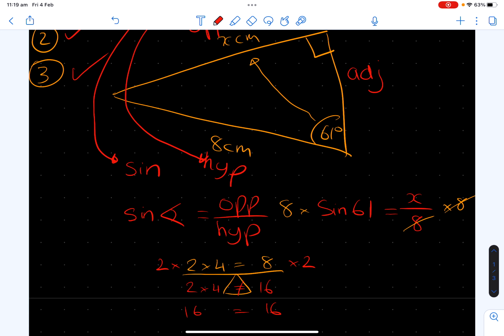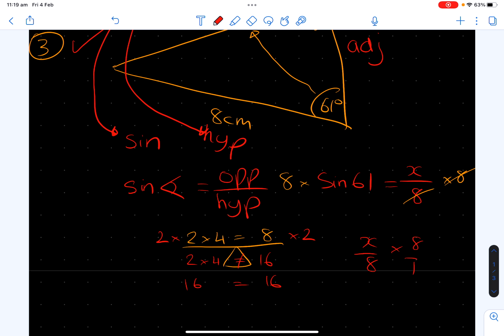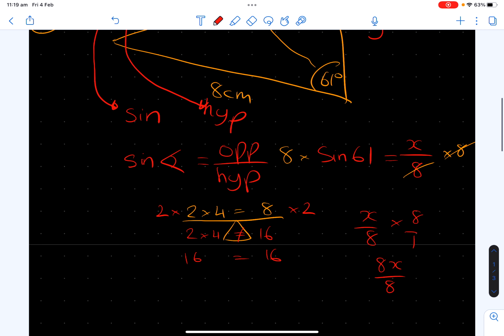And just to clarify why it cancels out, well, x over 8 times 8, when you do multiplication of fractions, it becomes 8x divided by 8. And when you have any number divided by itself, you get 1. 8 over 8 equals 1. So that's the reason why.